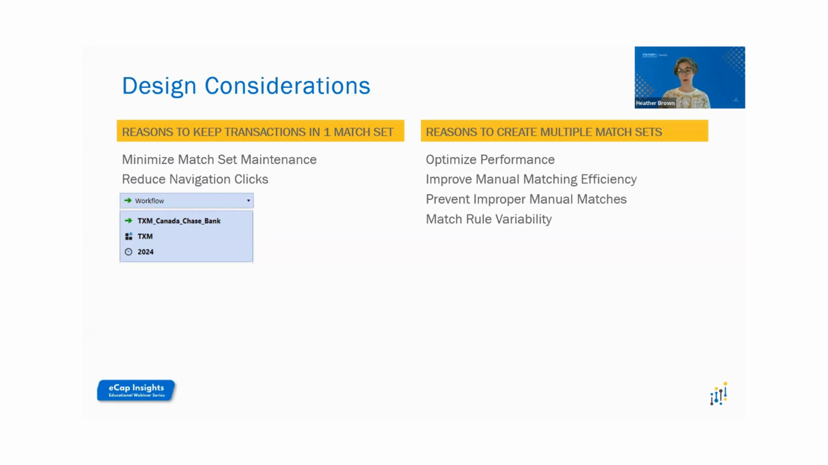The third reason is probably the most important one to me, and this is just one of those lessons learned over the last couple of years that I figured out, and it's error prevention. Preventing users from creating manual matches that cross GL strings. And what I mean by that is matching two transactions together that have different entities or have different accounts.